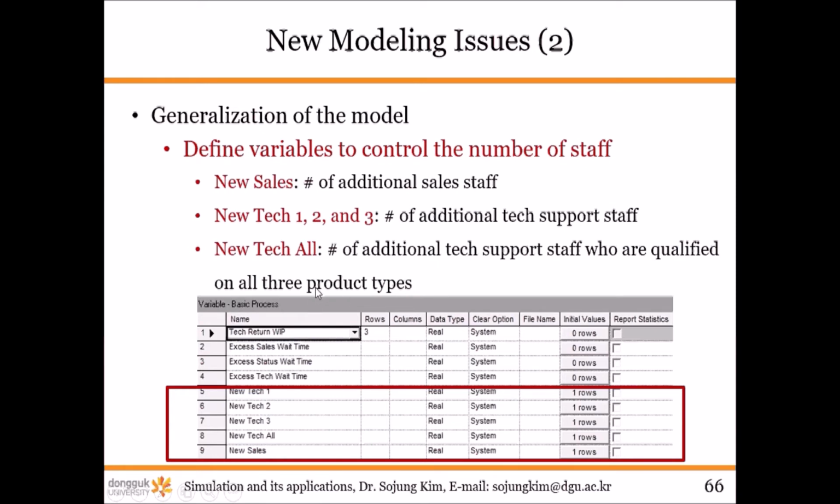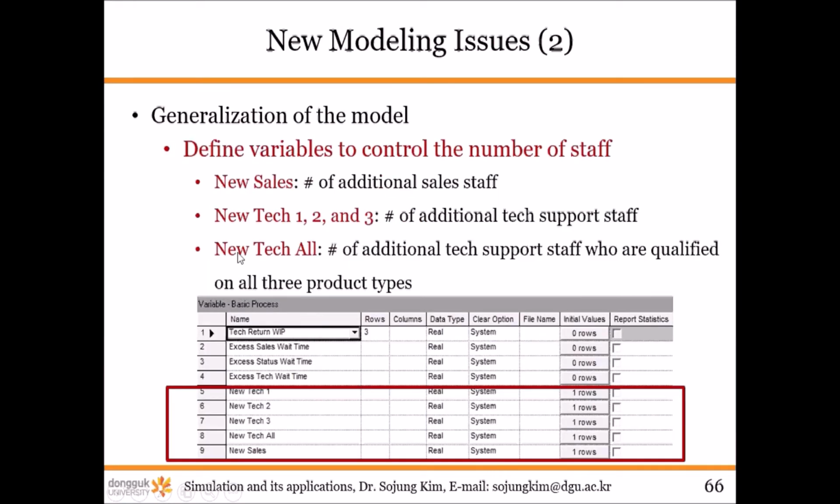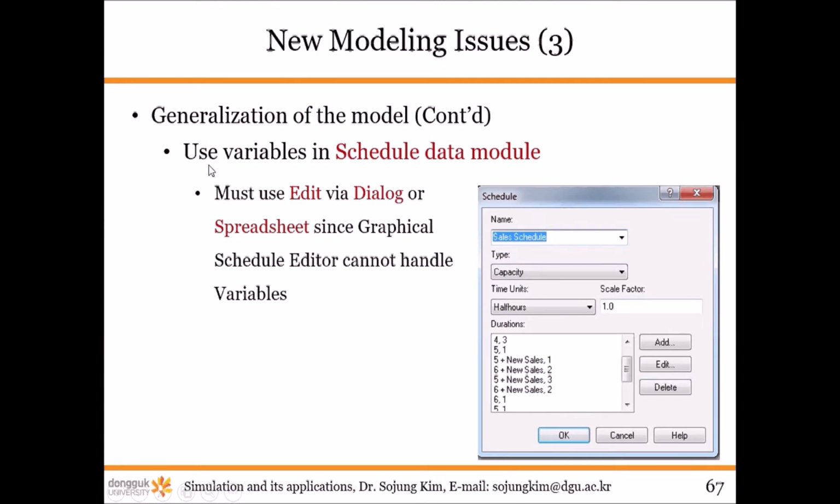If you want to consider the tech staff only qualified for 2 product types, then you can create 3 more additional variables if you want. Anyway, let's use this. You can use the variable in the schedule data module. Particularly, you can use the name of the variable like this. So you can use the expressions 5 plus new sales, 6 plus new sales, and 5 plus new sales, and so on. That's how you can utilize a variable in the sales schedule.